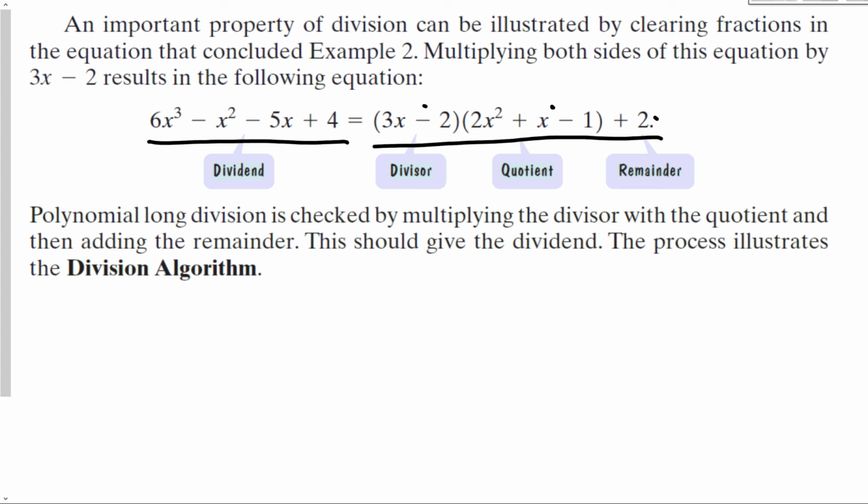And this is how you would check. If you want to check your answer, you could distribute these together, just add 2 to the constant term, and you should get your original equation.